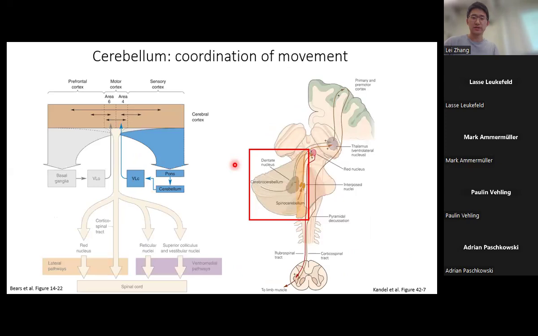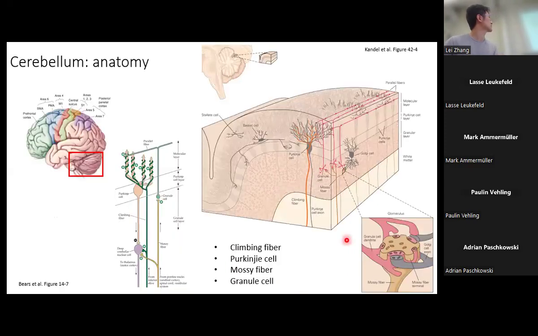Okay, let's go to another structure of the brain, the cerebellum. The cerebellum is mainly responsible for the coordination of movement. Let's have a look at the anatomy of the cerebellum. You see it has interconnections with different brain structures. And I think maybe in the next slide it's more clear. Yes. So if we take this cerebellum and look at its cortex, it's called the cerebellar cortex. It's also a quite complex structure.